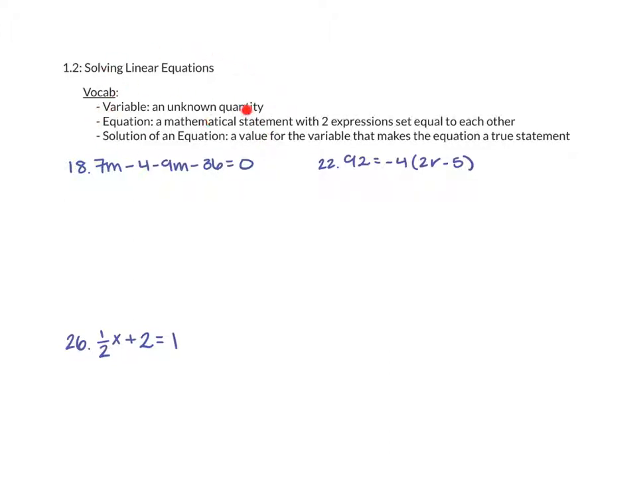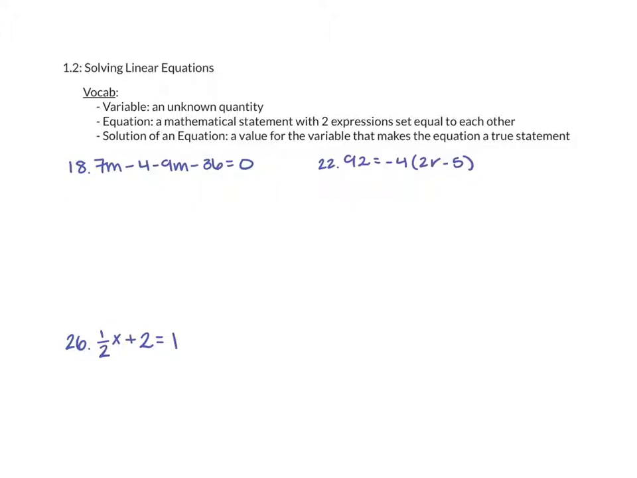What is a variable? A variable represents an unknown quantity, or it's a quantity that varies. An equation is a mathematical statement with two expressions set equal to each other, so an equation usually has an equal sign. And a solution of an equation is a value for the variable that makes the equation a true statement. So a solution would basically be the answer that we're looking for when we solve equations. Let's go ahead and look at some examples.